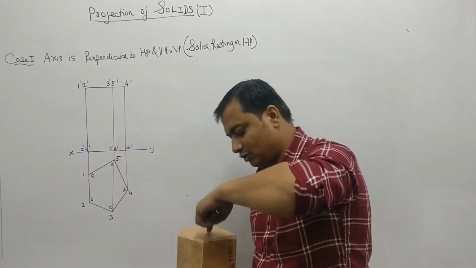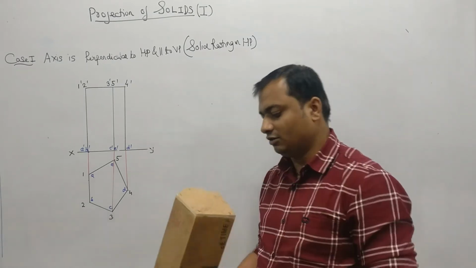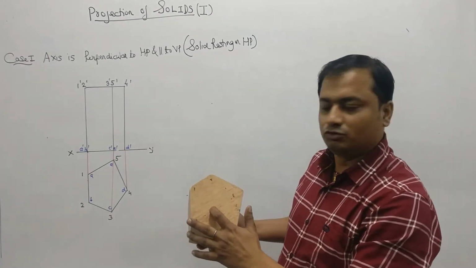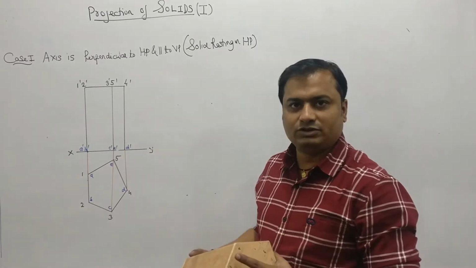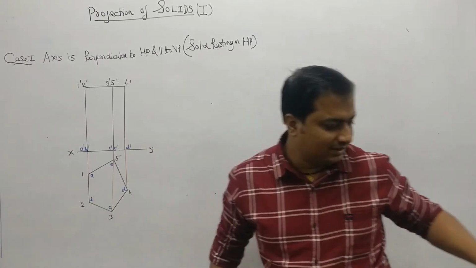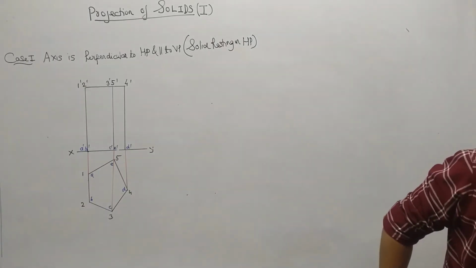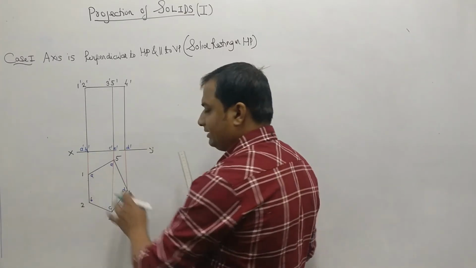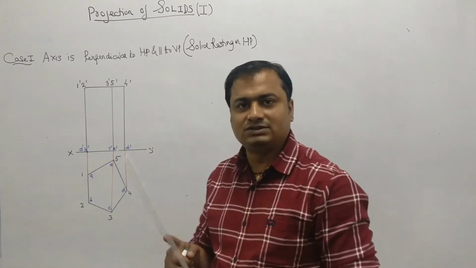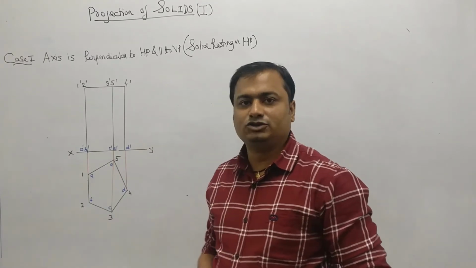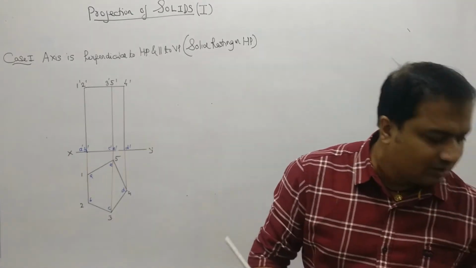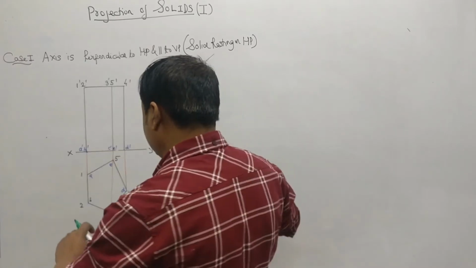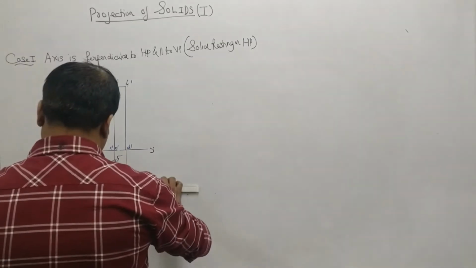So when you see from the top, the axis is coinciding with the center of this pentagon. To draw the axis here, we should know the center of this pentagon. So how to plot the center of this pentagon? How to find the center of this pentagon geometrically, you can say graphically? What you have to do is draw the bisector of any two sides.